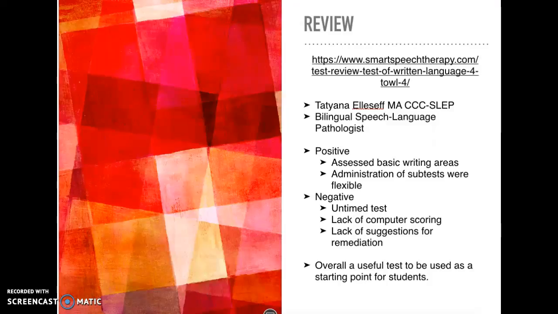She felt that students who have a mild to moderate writing deficit would pass this test with flying colors while still presenting needs in writing. Tatiana also mentioned in her review that it's important to remember that this test is to be used as a starting point for students who have deficits in writing, and is really only a supplement to other testing that should be done.